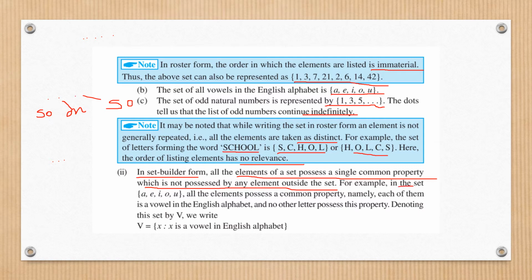For example, in the set A, E, I, O, U, all the elements possess a common property, namely each of them is a vowel in the English alphabet, and no other letter possesses this property, right?